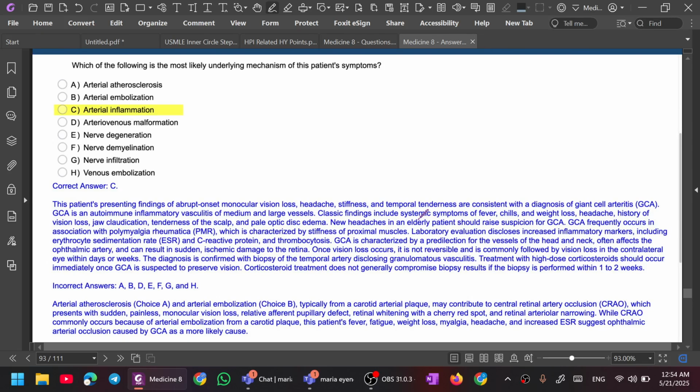It is commonly followed by vision loss in the contralateral eye within days to weeks. The diagnosis is confirmed by biopsy of the temporal artery disclosing granulomatous vasculitis. Treatment with high dose steroids should occur immediately once GCA is suspected to preserve vision. Steroid treatment does not generally compromise biopsy results if the biopsy is done within 1 to 2 weeks.